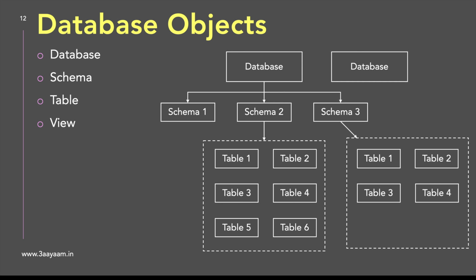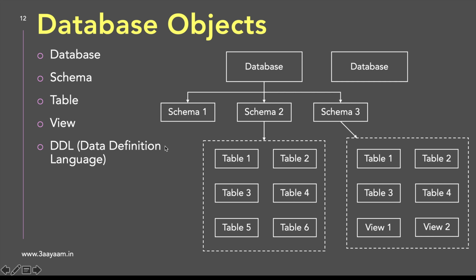Apart from tables, we can have other objects like views also. And let's say we create two views under schema 3. So it might so happen that one schema does not have any views, it contains only tables, and another schema contains tables and views both. That is perfectly fine, again, depending on your business requirement.